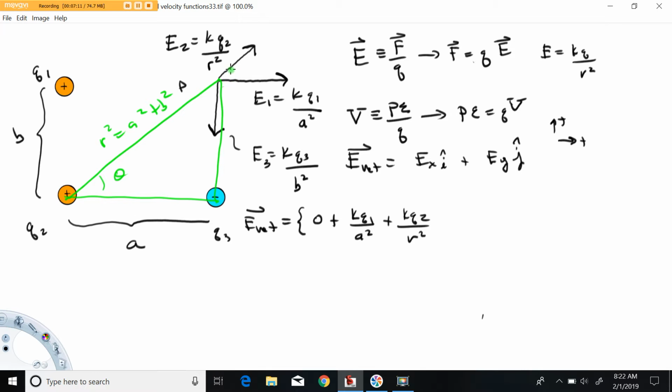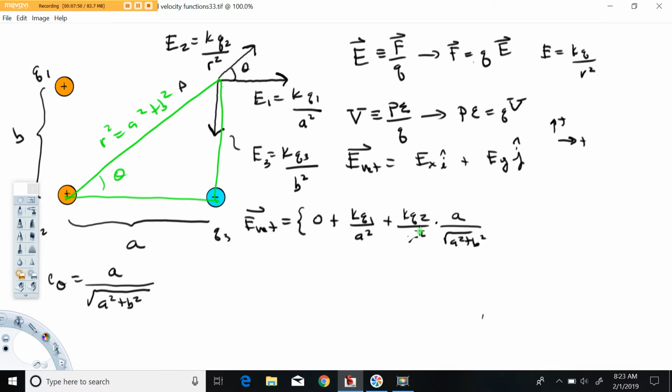However, we want just the x component, so we have to multiply by the cosine of this angle. This angle and this angle are the same. I'm going to write this over to the side. The cosine of the angle theta is equal to a over the square root of a squared plus b squared, because r here is equal to the square root of a squared plus b squared. A is adjacent to theta. So for our cosine theta term, I'll put a over the square root of a squared plus b squared. And I'm going to replace this r now, because remember that r squared is equal to a squared plus b squared. Let's make that change.